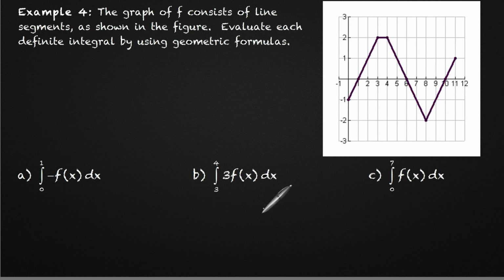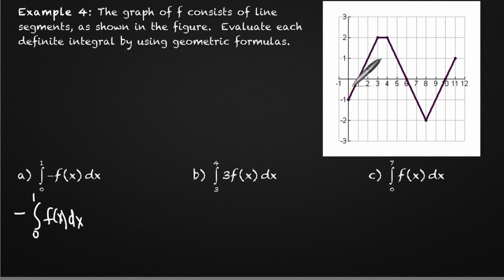Okay, this last example here, we have a graph with line segments as shown in the figure. And so basically, we just need to find area, basically from 0 to 1, from 3 to 4, and from 0 to 7. So 0 to 1, let's rewrite this as negative, the integral from 0 to 1. We're going to pull that negative out there, and we're going to get f of x dx. So here's our f of x. We're going to integrate from 0 to 1.